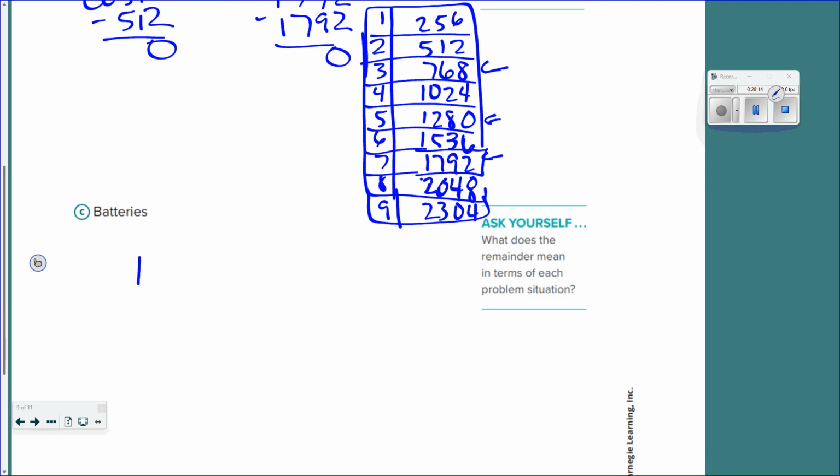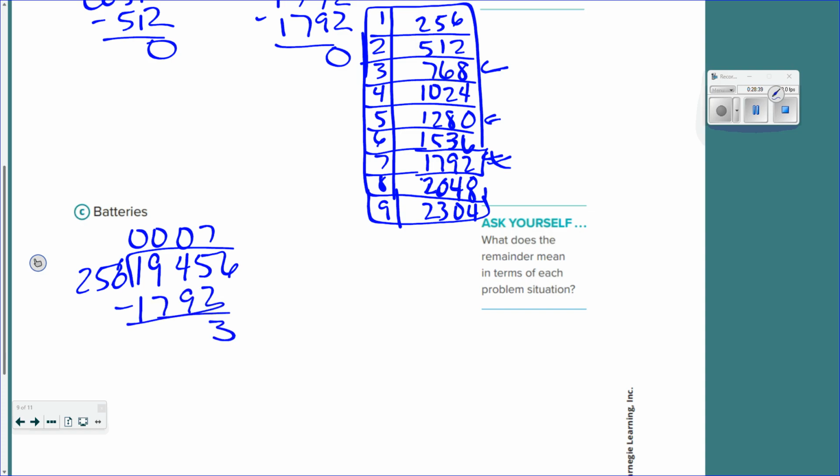Rain, how many batteries? Okay, 19,456 divided by 256. We'll go into 1? No, 19. 194? Yes. No, 1,945. Yes, 7. So subtract 1792. Gives me 153. Have to borrow. 14 minus 9 is a 5. 1536. 6.